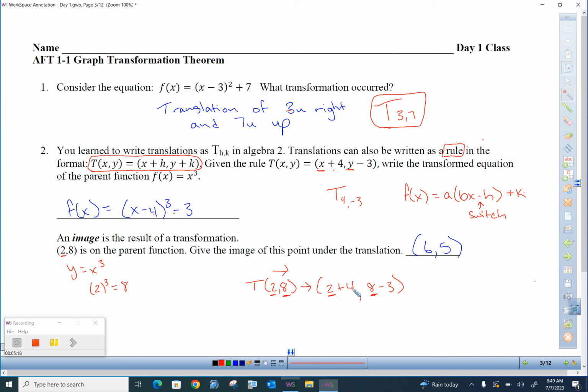Okay? So 2 plus 4 gives us 6, 8 minus 3 is 5. But if you go to your equation, that should also check out here. So let's talk about this. If I put a little 6 here, 6 minus 4 is 2. 2 cubed is 8. 8 minus 3 is 5. It still works. And the rule is usually faster because you don't have to worry about the parent function necessarily. You just have to add or subtract.